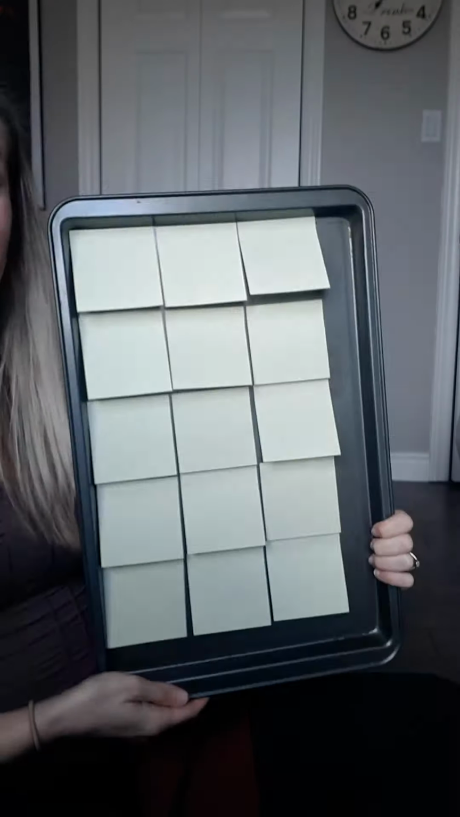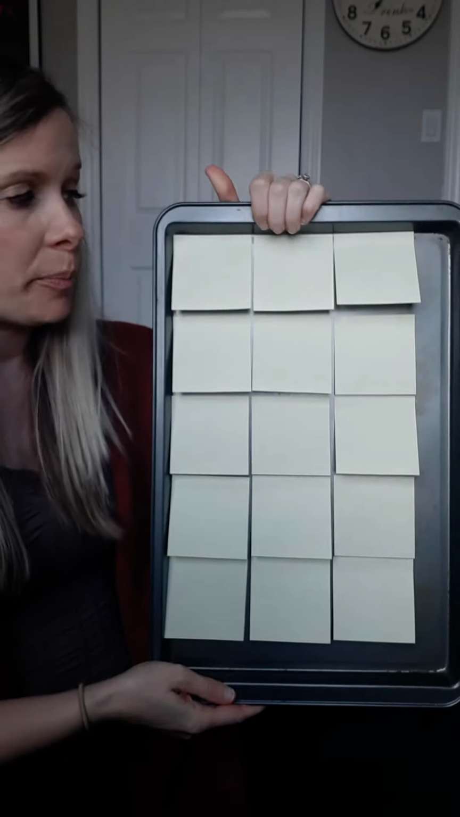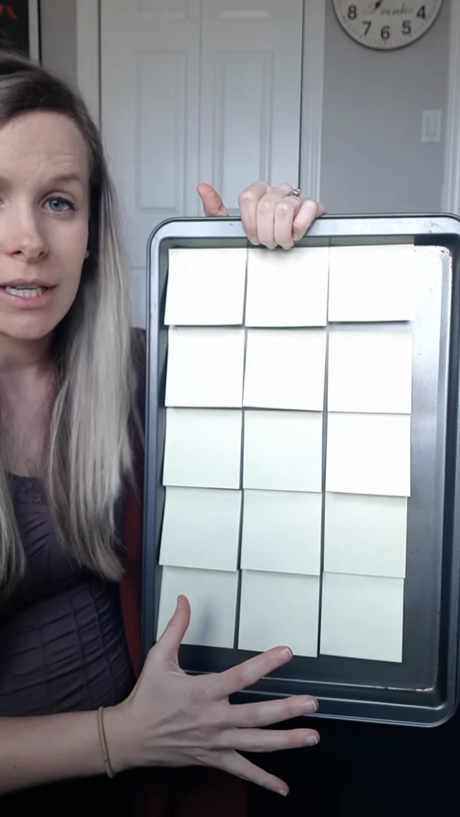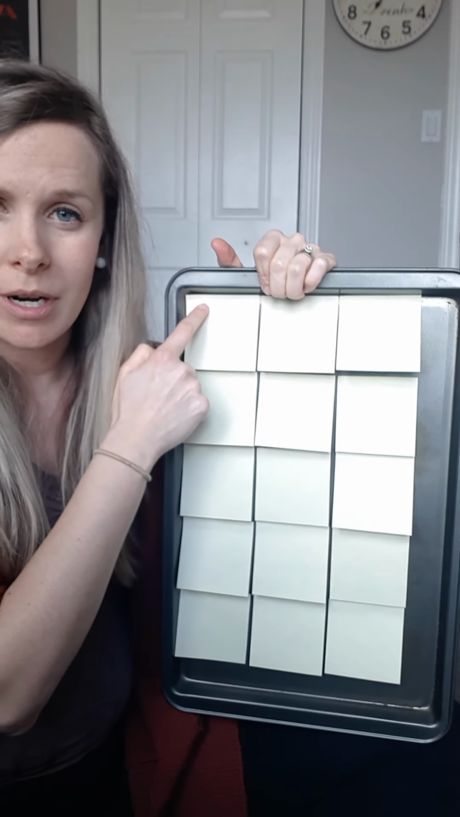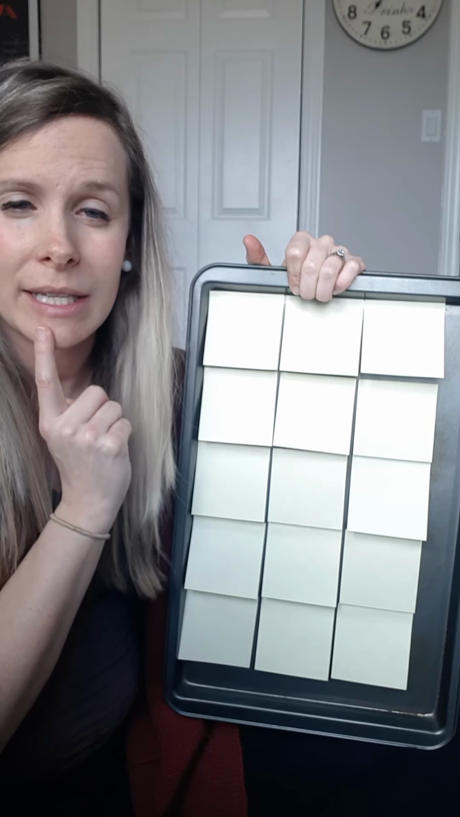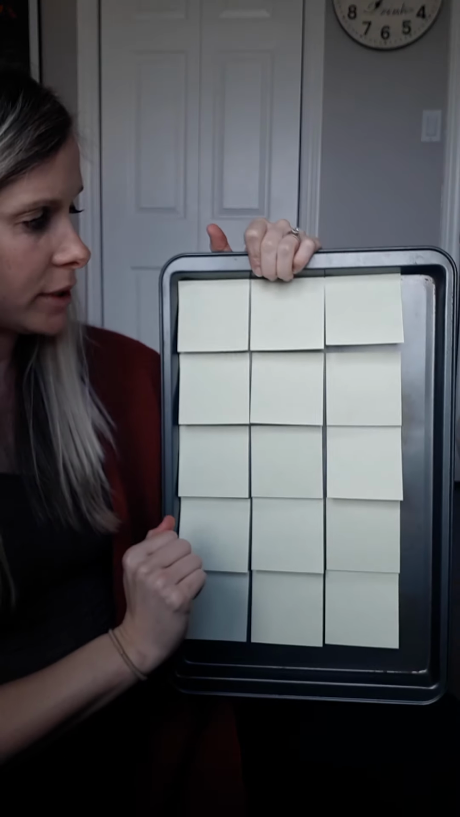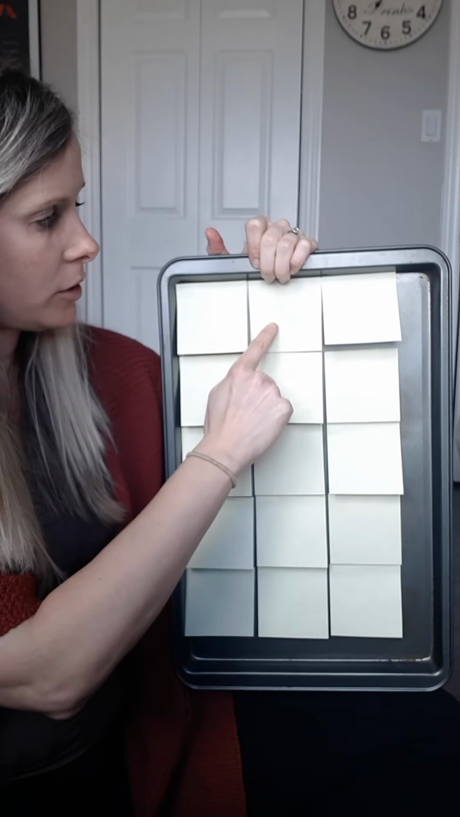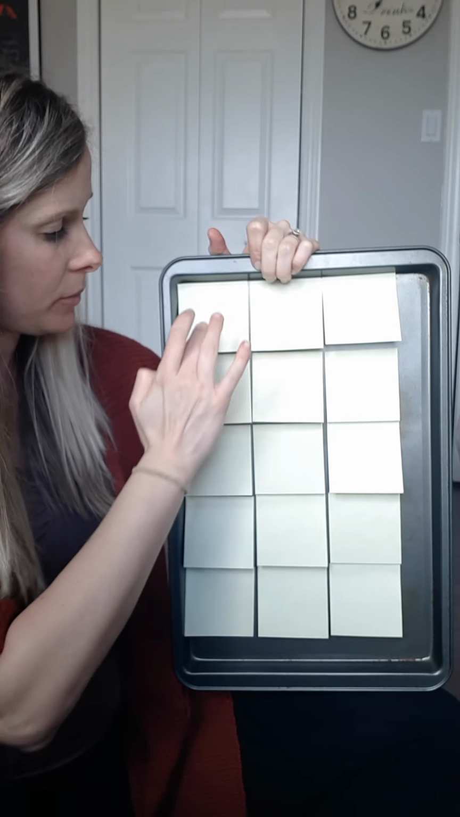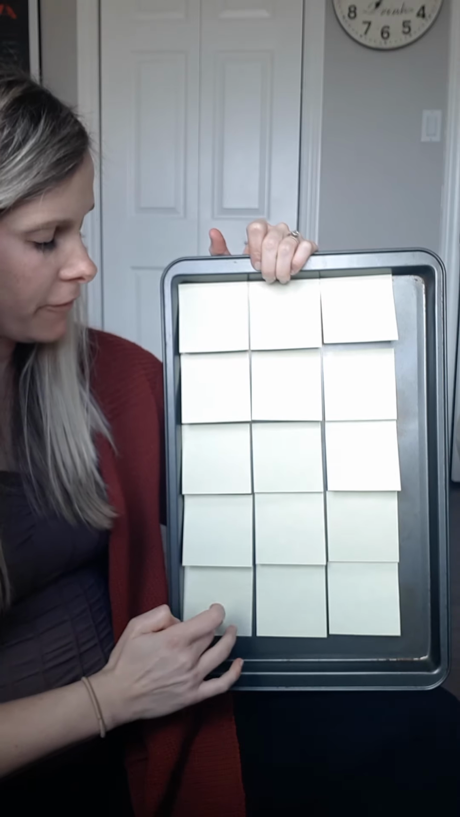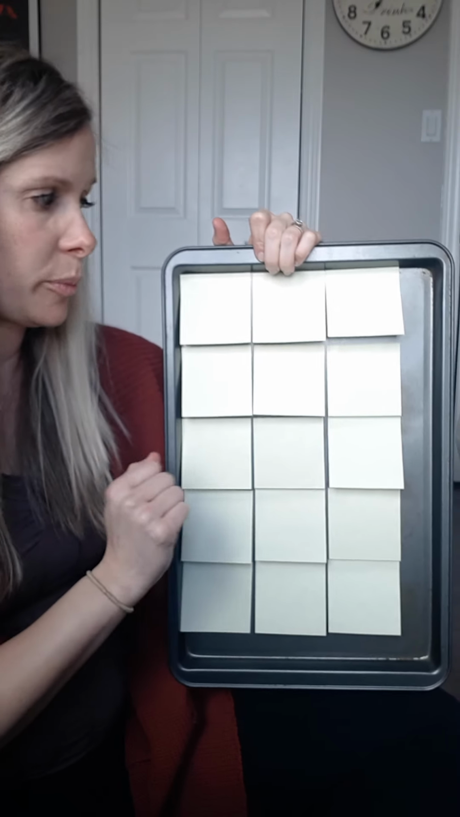Okay, we are back. So as you can see, I put a Post-it on my cookie sheet, and I started in the top right-hand corner. Why do you think I started in the top corner rather than right in the middle? I want you to think about that. But looking at my Post-its, I know that 3 times 5 is 15, or I could just count each individual Post-it.